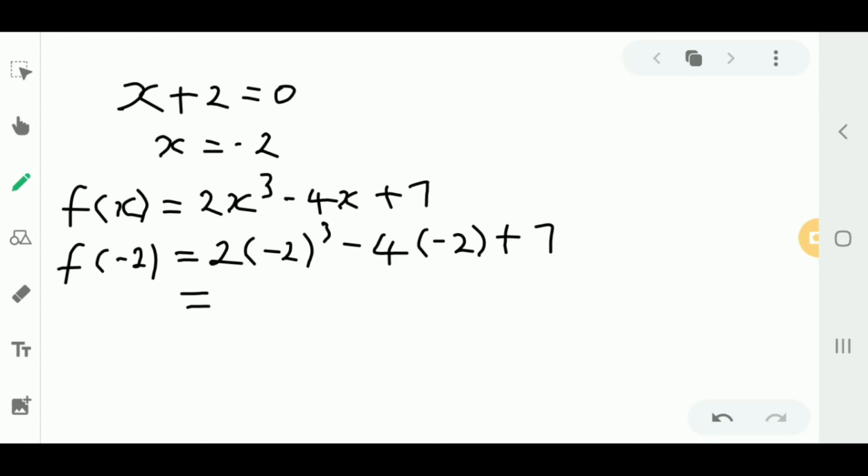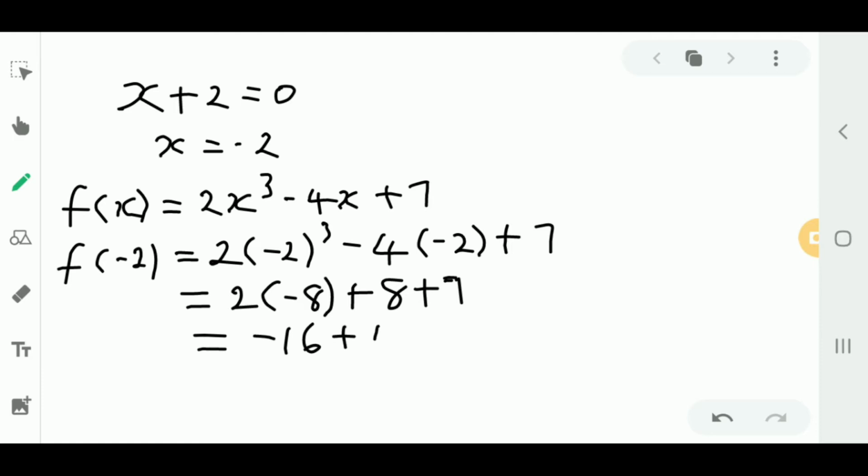So minus 2 cubed, that's minus 8. Minus 4 times minus 2, that's plus 8, plus 7. So we have 2 times minus 8, which is minus 16. And 8 plus 7, which is 15. So we have minus 1. That means your remainder is minus 1.